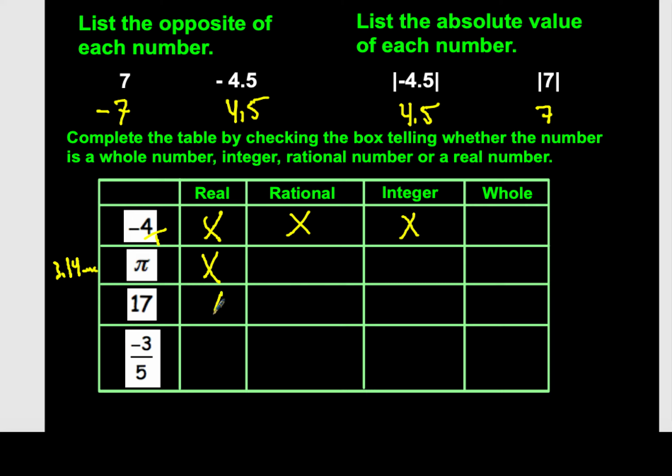17, on the other hand, is definitely real. It's definitely rational. It's an integer. And I would say it's a whole number. It's a positive counting number that's not a fraction. And then finally, again, whole numbers can't be fractions. Integers can't be fractions, but rational numbers can. So again, a ratio of integers, -3 and 5. That's definitely a rational number, and all rational numbers are real numbers.